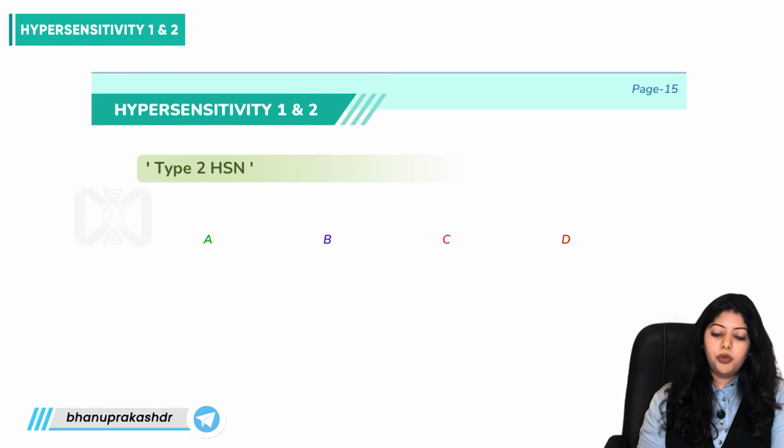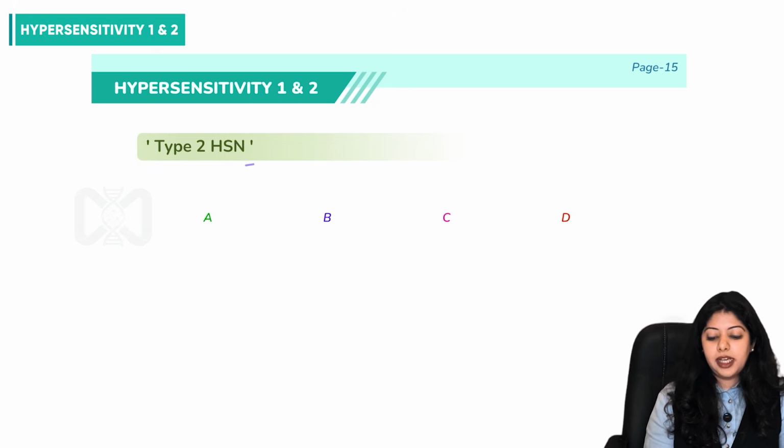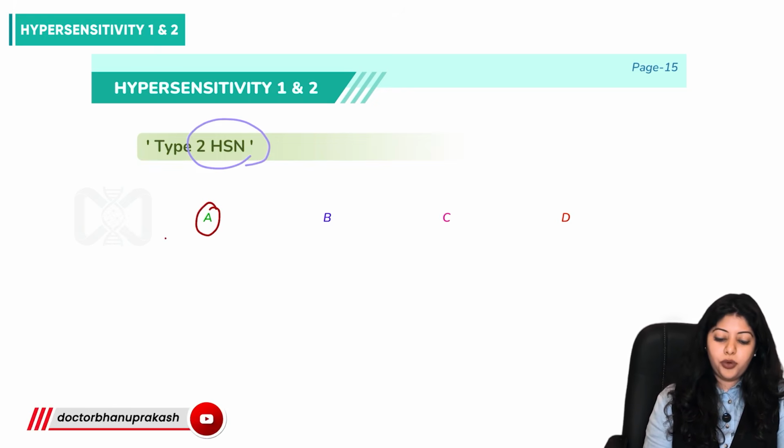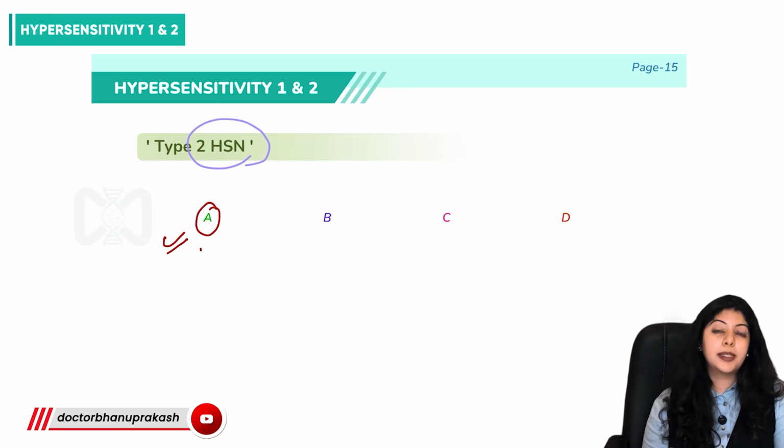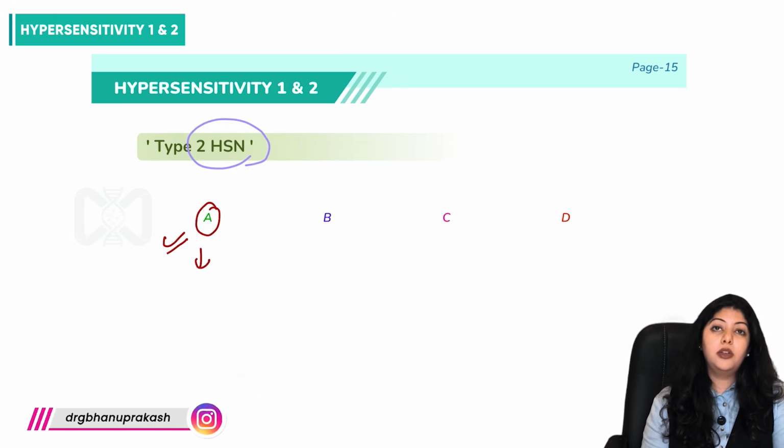So now let us move on to the next type of hypersensitivity. It is type 2 hypersensitivity. First, we have already covered type 1, wherein we spoke about atopy, anaphylaxis, certain allergic reactions and allergen induced. And what was the antibody associated with type 1 hypersensitivity? It was IgE antibody.